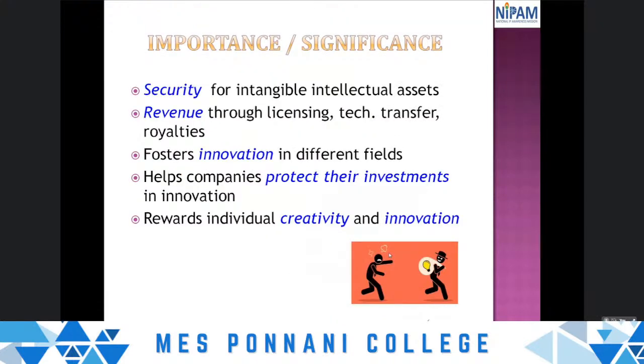Now, these are some more points which emphasize the importance of IPR. First and foremost, it provides security for your intangible intellectual assets. Now, intellectual property is a type of property. It basically falls under intangible property. Intangible means anything that cannot be touched or felt. There is a different category of property called tangible property.